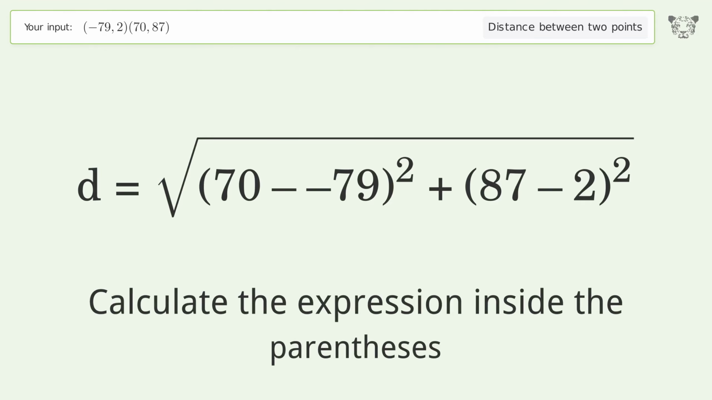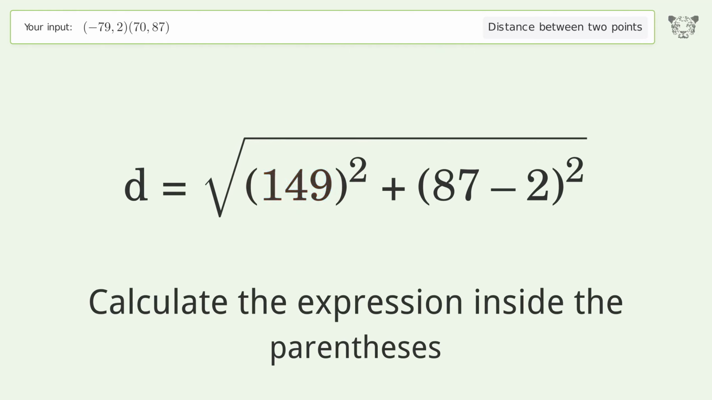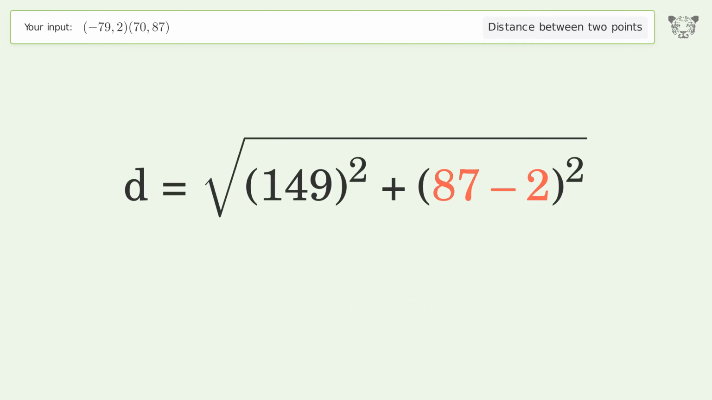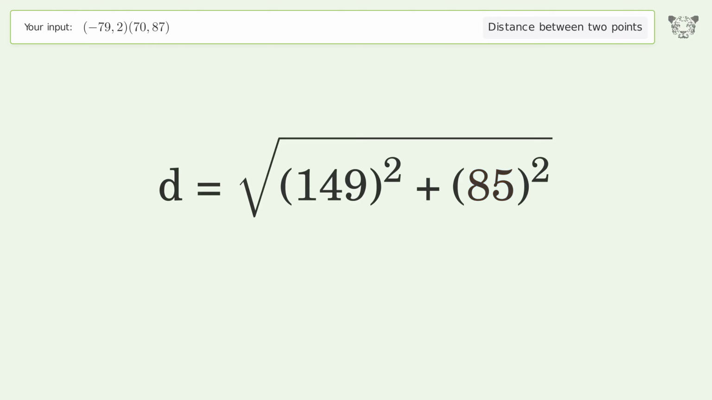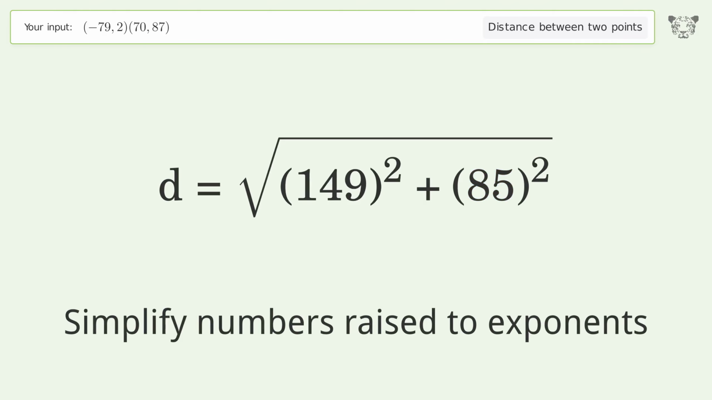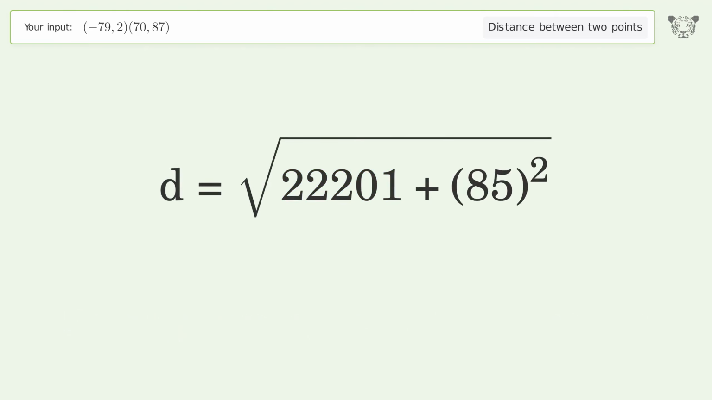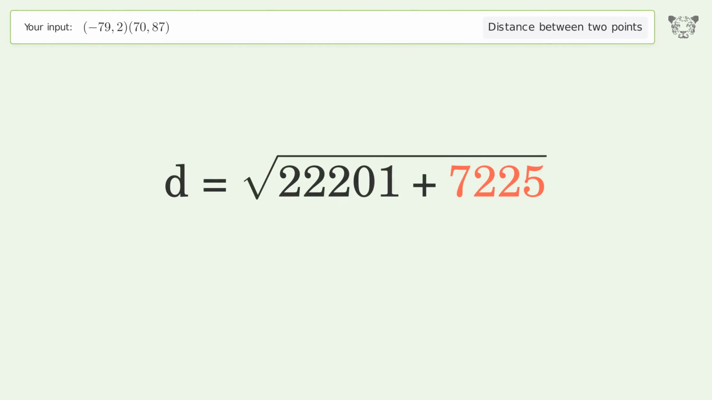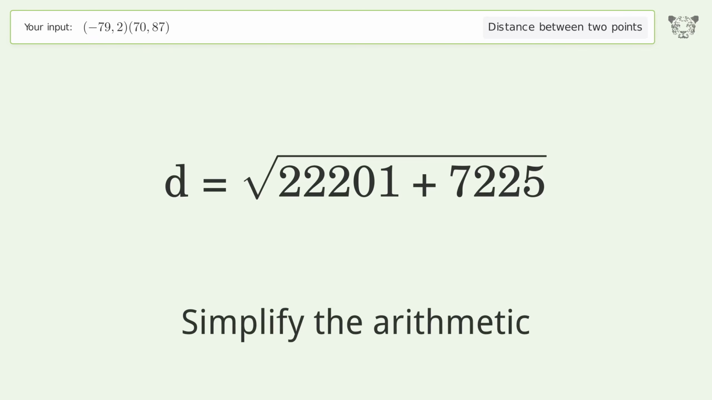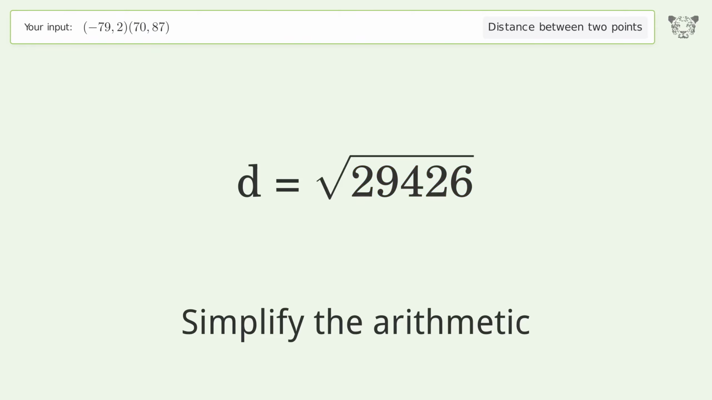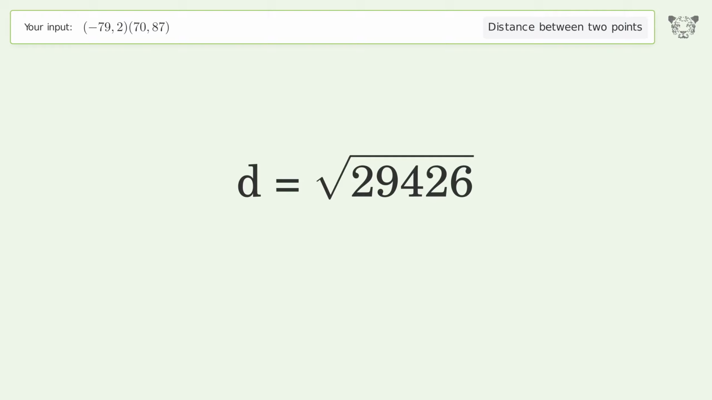Calculate the expression inside the parentheses. Simplify numbers raised to exponents. Simplify the arithmetic. And so the distance between the 2 points is the square root of 29,426, or 171.54.